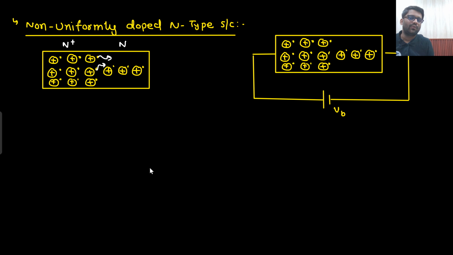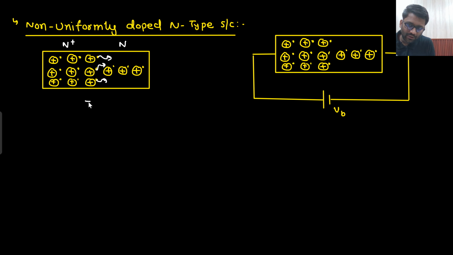These electrons will try to move from left to right because there is a concentration gradient. The tendency of electrons would always be to move from higher concentration to lower concentration. Same goes for holes as well, from higher concentration to lower concentration. Right? So since they are moving, then what will happen?